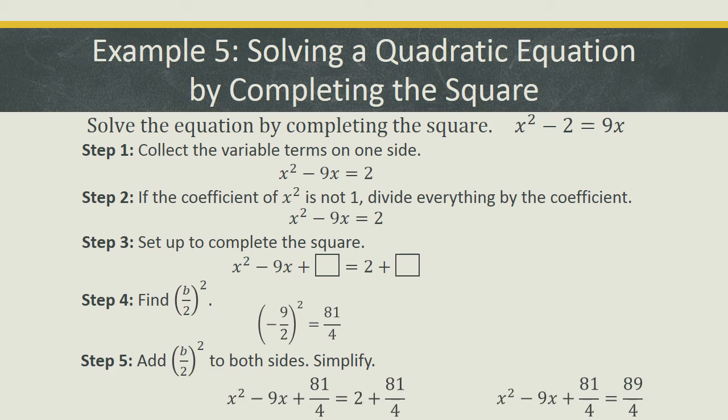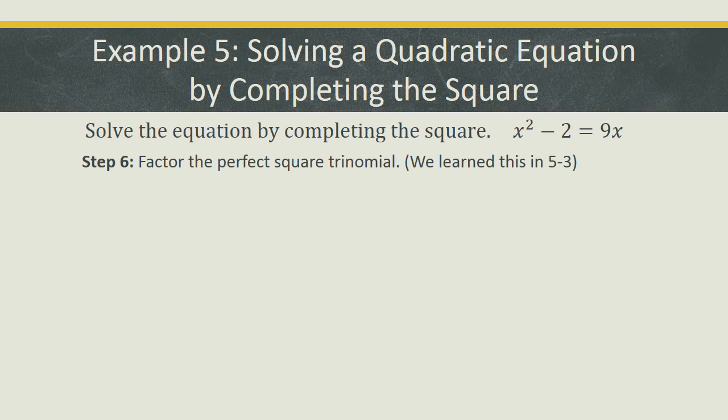So that is simplified. Now we need to go back and do our perfect square trinomial. Everything on this side is a perfect square trinomial, so I'm going to factor this down. The square root of x squared is x. I take my minus sign, and the square root of 81/4 is 9/2. You see we had it up here. So when I factor my perfect square trinomial, I get x minus 9/2 squared equals 89/4.